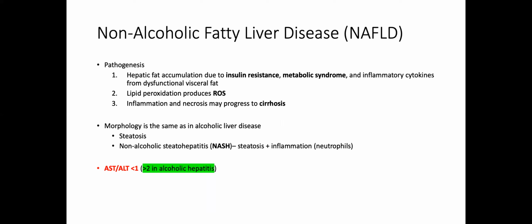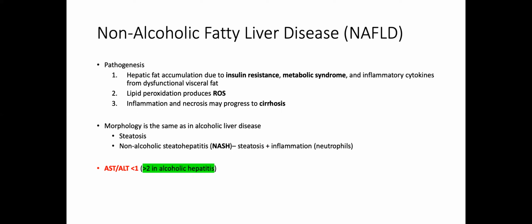So morphology is going to be the same as alcoholic liver disease. We have steatosis, and then we can also get non-alcoholic steatohepatitis, which is NASH, with steatosis and inflammation. So in non-alcoholic liver disease, an important thing to know is that the AST to ALT ratio is going to be less than 1. And this is a really easy thing to look at.